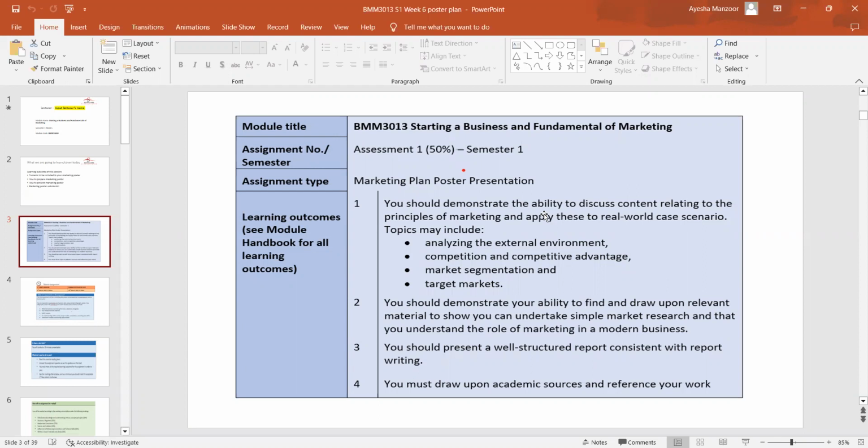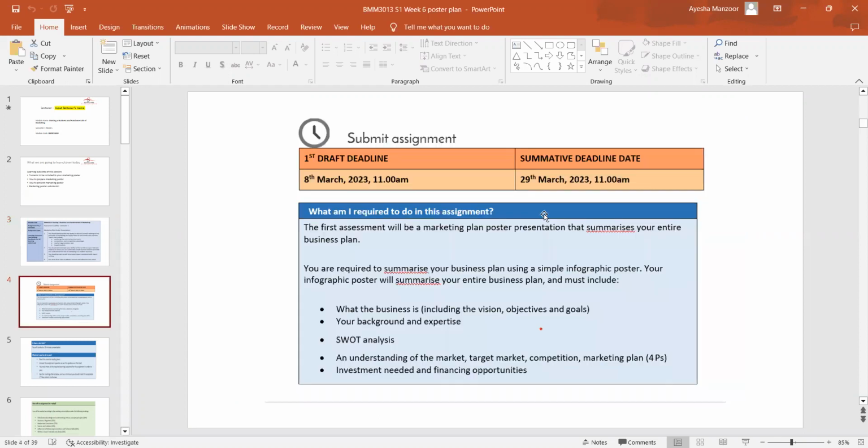Moving forward, this is the assessment requirement. The first assessment will be a marketing plan poster presentation that summarizes your entire business plan. In this assessment, you are required to summarize your business plan using a simple infographic poster. Your infographic poster will summarize your entire business plan, and that business plan includes these 5 points in your poster plan.